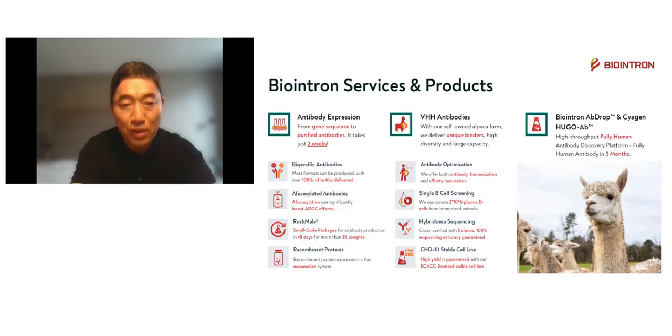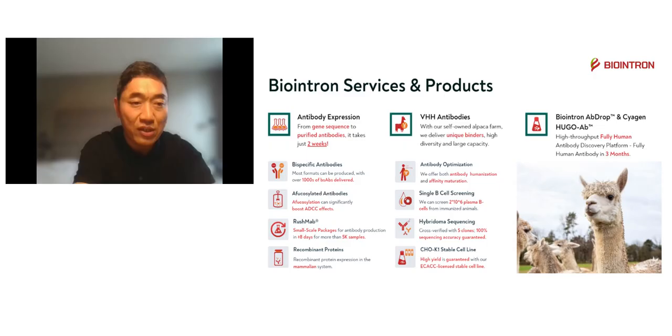Okay. Finally, I'm going to end my talk by mentioning some information about Biointron. As I said, Biointron is a listed CRO. We have more than 1,000 overseas customers. We offer antibody discovery and antibody production services, as shown here. For antibody discovery, from gene sequences to purified antibodies, it generally takes just 2 weeks.